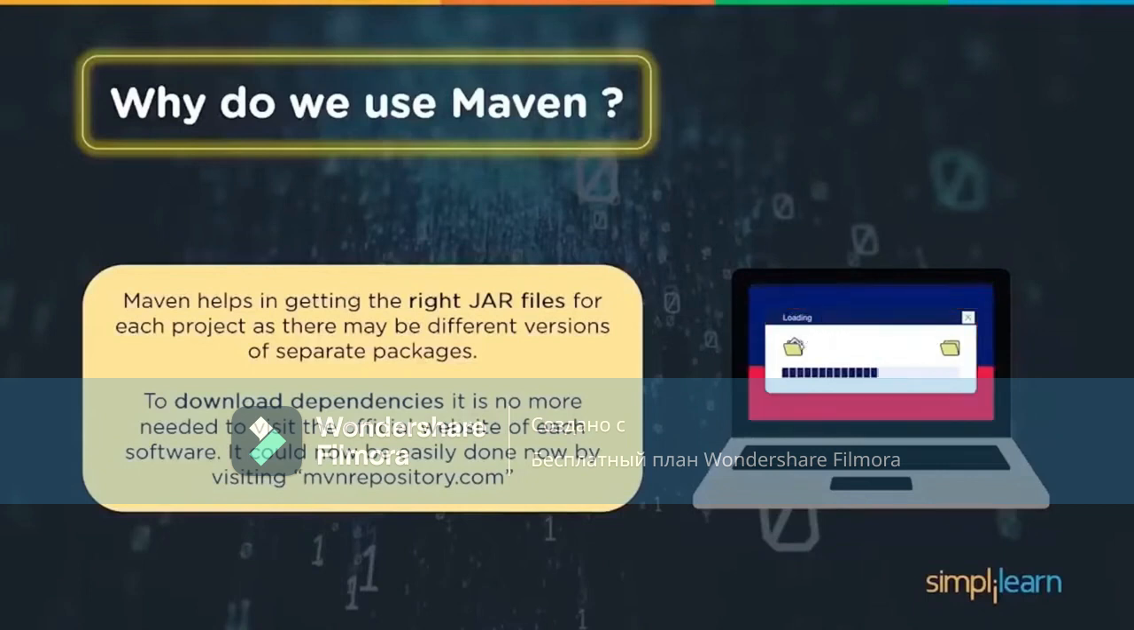So to download the dependencies, we don't have to actually go to the official website of each and every software. You can easily get the dependencies of each and every third-party binary on mvnrepository.com. This is a website on which, if you visit, you will be able to download the dependencies which are required by your specific project. So it totally depends on how exactly you want to download and get a specific repository. So mvnrepository.com is the one.